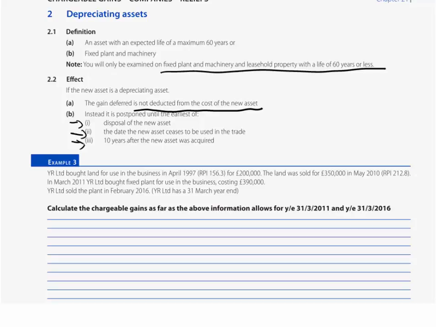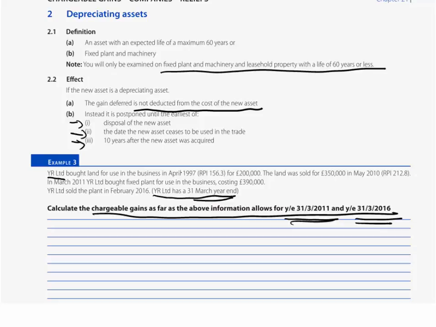Right, example 3: calculate the chargeable gains as far as the above information allows for 2 accounting periods, the year ended March 11, and then the one that obviously in an exam question we would be concerned with, and is the focus of the attention of this problem, the year ended March 16. So what are we told? Let's analyse the information. We're dealing with our company YR Limited, and YR Limited has a 31st of March year end.